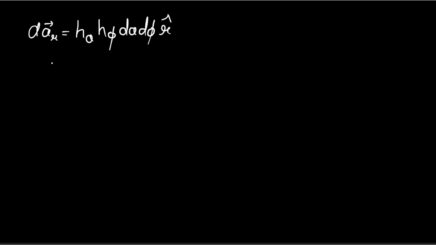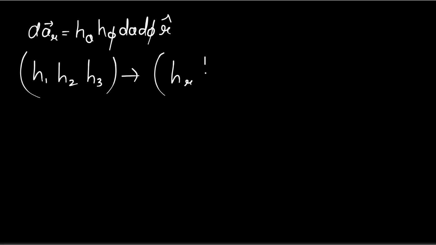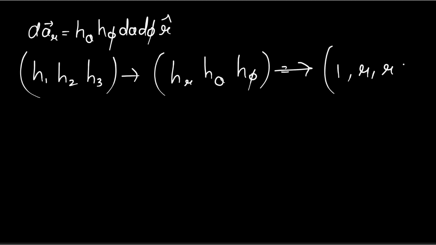That's why if you put the values, let me again show you, h1, h2, h3 are represented here by HR, H theta, H phi, and their respective values come out to be 1, r and r sine theta. You have to remember that. And then if I put these values, you will get the dr vector in the r vector direction.